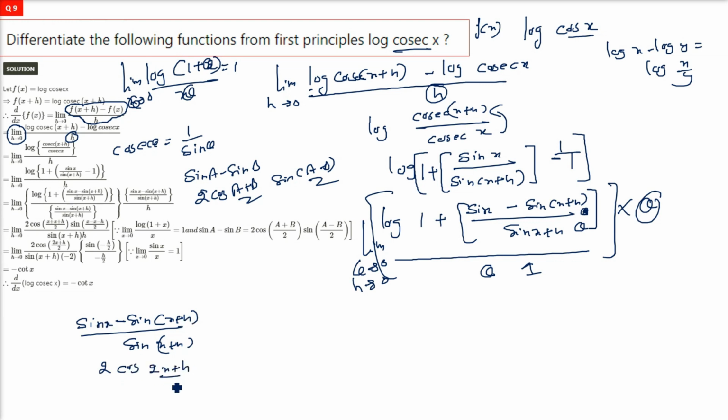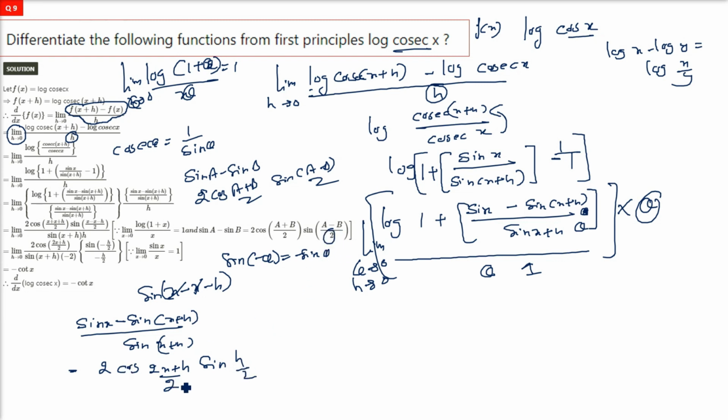So 2 cos((2x plus h)/2), then we have sin((a minus b)/2). That is (x minus (x plus h))/2, so you have sin of minus h by 2 remaining, because it is (a minus b)/2. Sin minus theta is minus sin theta, you know that already. So I am taking the negative outside and writing sin(h by 2).